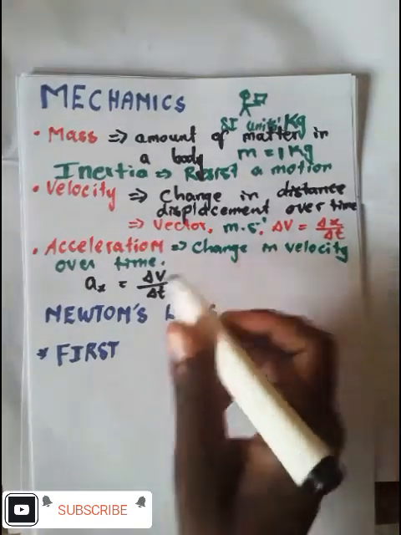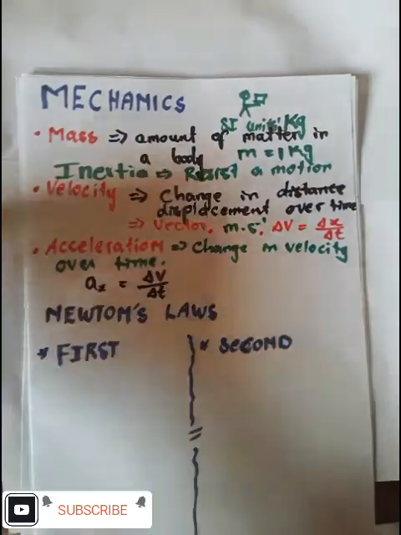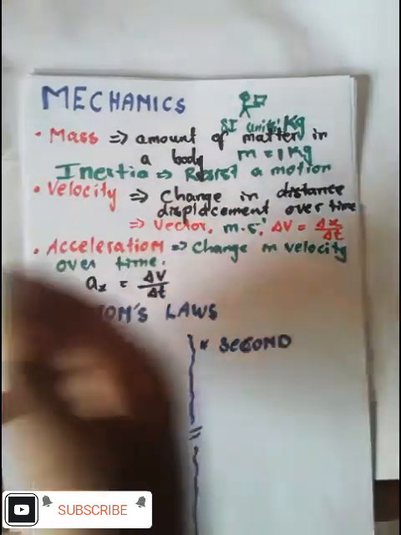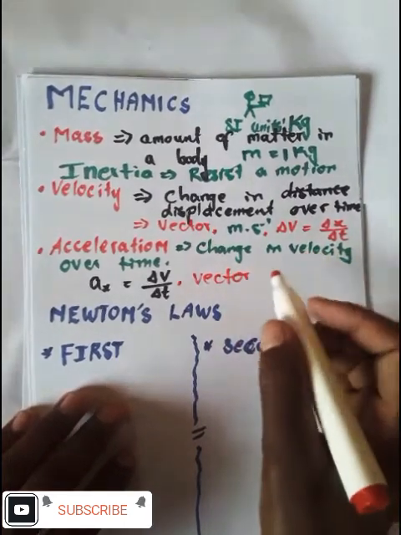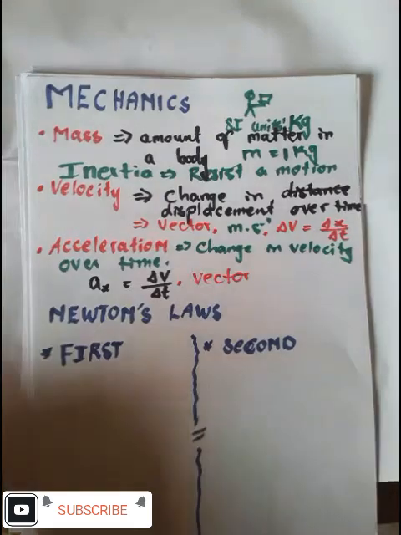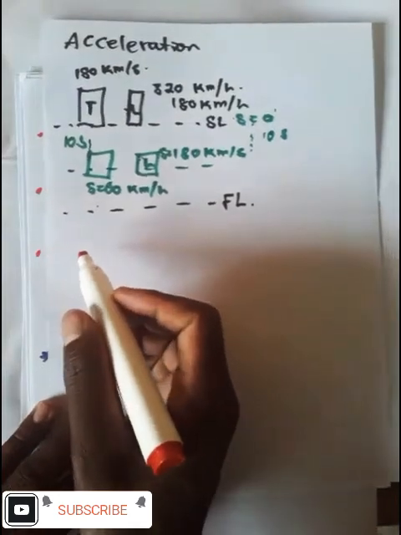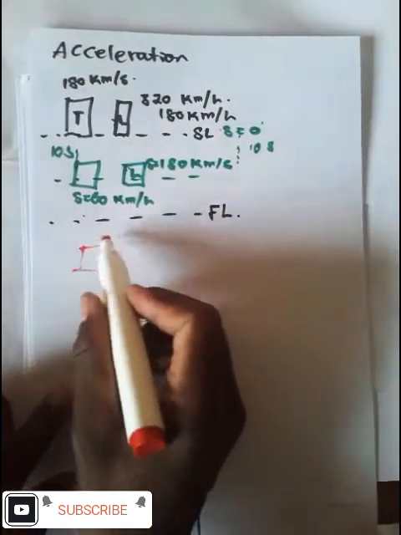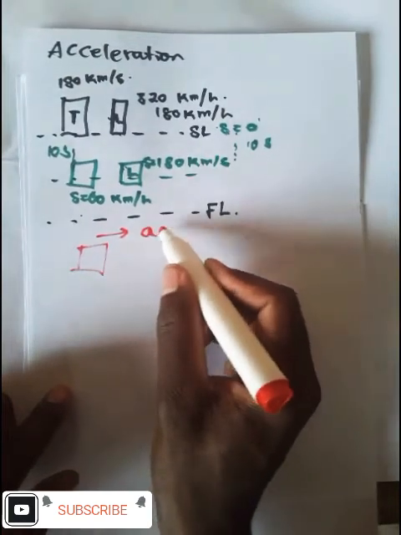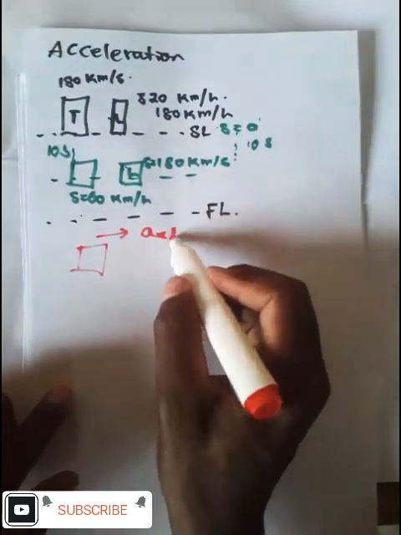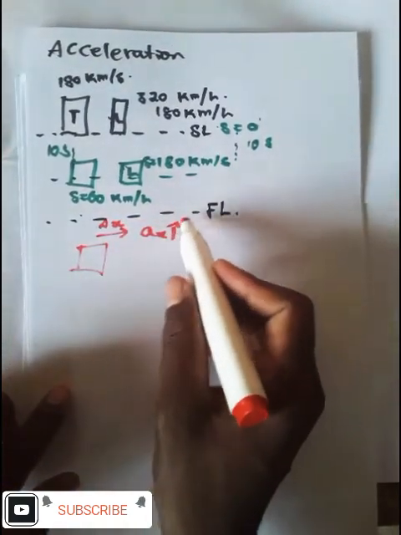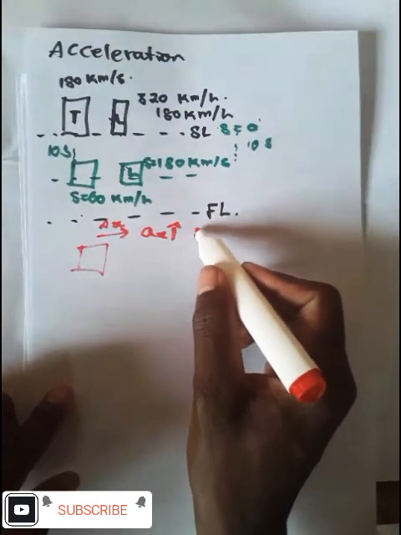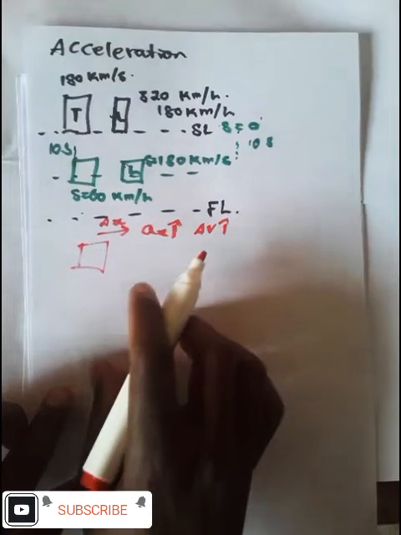Since velocity is a vector, acceleration is also going to be a vector. So it's not necessary that the acceleration points in the same direction as the velocity. If acceleration and velocity point in the same direction, if this car is going this way and at the same time it's accelerating, that means the speed is going to increase. The speed is going to be high.